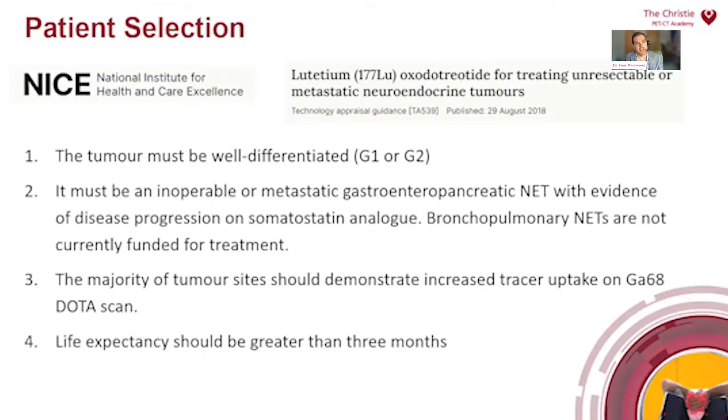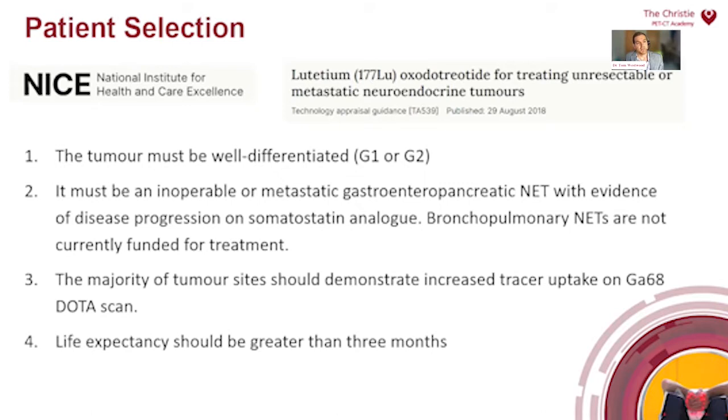On the basis of that evidence, NICE, who is the body in the UK, or at least in England, that suggests whether treatment should be funded, gave approval or guidance that suggested this should be funded for patients given a certain set of criteria being met. Those criteria were that the tumours must be well differentiated, so grade 1 or grade 2 tumours. They should be patients with inoperable metastatic gastroenteropancreatic neuroendocrine tumour, with disease progression on first-line therapy, so essentially approved it as a second-line treatment. Lung NETs weren't approved.